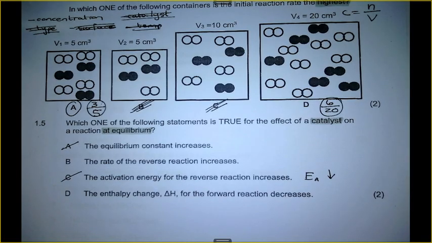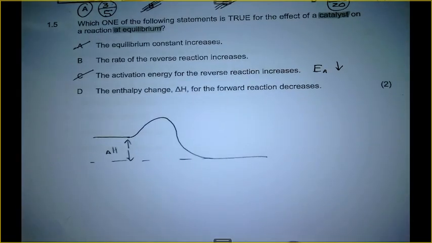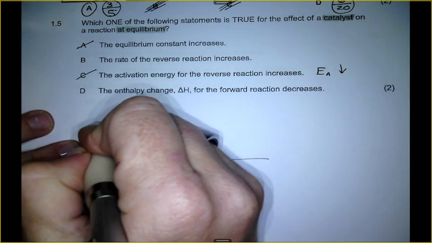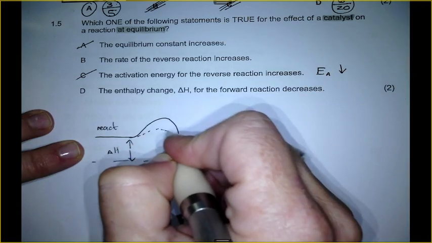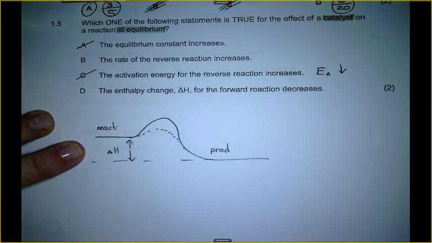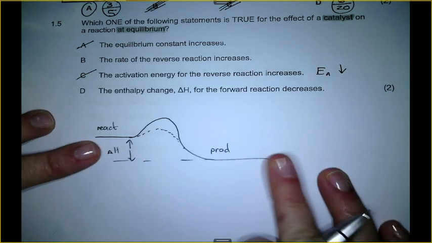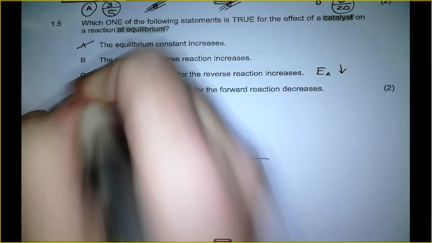The enthalpy change. Just remember, we don't know if it's endothermic or exothermic, it doesn't really matter. Delta H is that distance there. Okay, enthalpy change. Reactants, products. Yes, with a catalyst, the activation energy is less. But the energy of the products and the energy of the reactants don't change. So it doesn't matter if it's forward reaction or reverse reaction, that doesn't change.